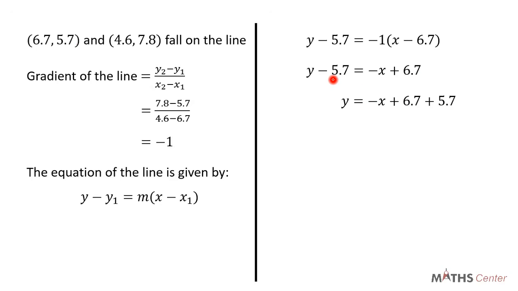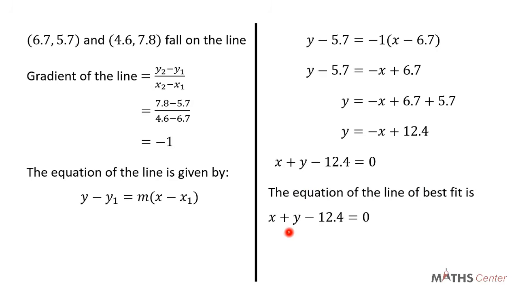I'll move the -5.7 to the right hand side, and this becomes y is equal to -x plus 6.7 plus 5.7. This gives us y is equal to -x plus 12.4. When I move the terms on the right hand side to the left hand side, I'm going to have x plus y minus 12.4 is equal to 0. And this is the equation of the line. So the equation of the line of best fit is x plus y minus 12.4 is equal to 0.